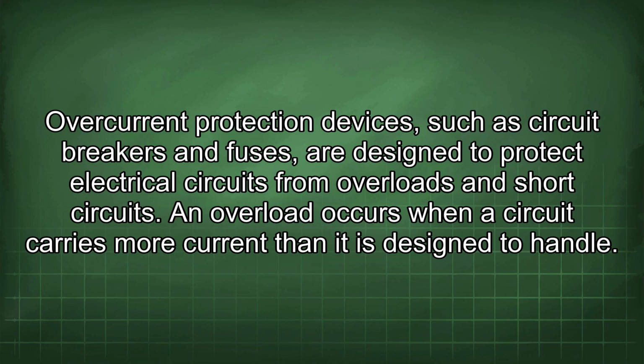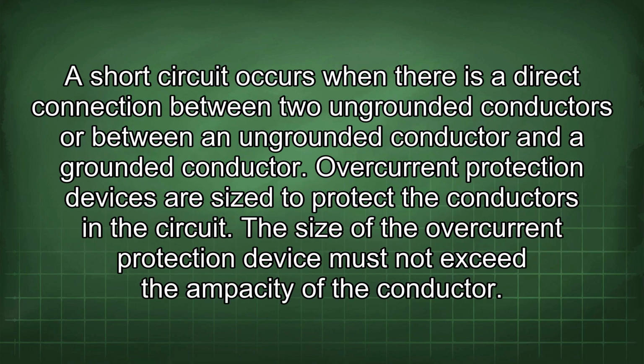Overcurrent protection devices, such as circuit breakers and fuses, are designed to protect electrical circuits from overloads and short circuits. An overload occurs when a circuit carries more current than it is designed to handle. A short circuit occurs when there is a direct connection between two ungrounded conductors or between an ungrounded conductor and a grounded conductor. Overcurrent protection devices are sized to protect the conductors in the circuit.